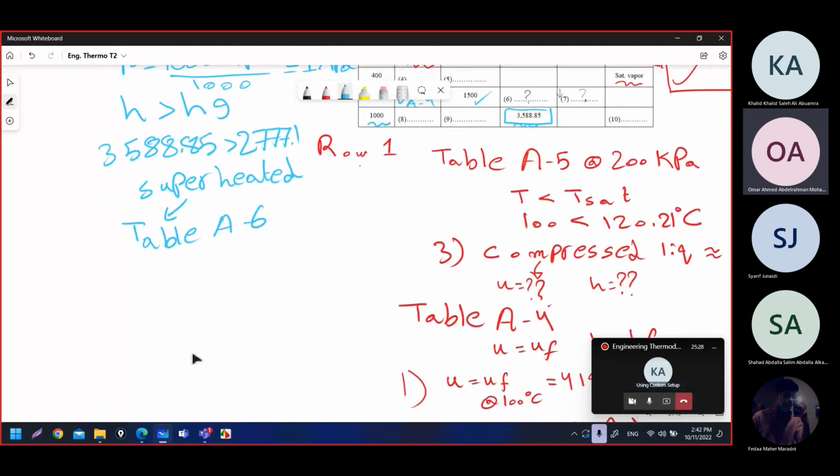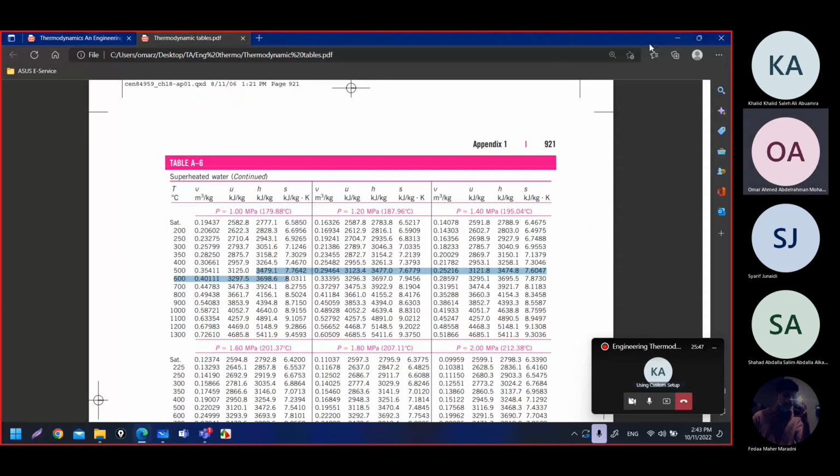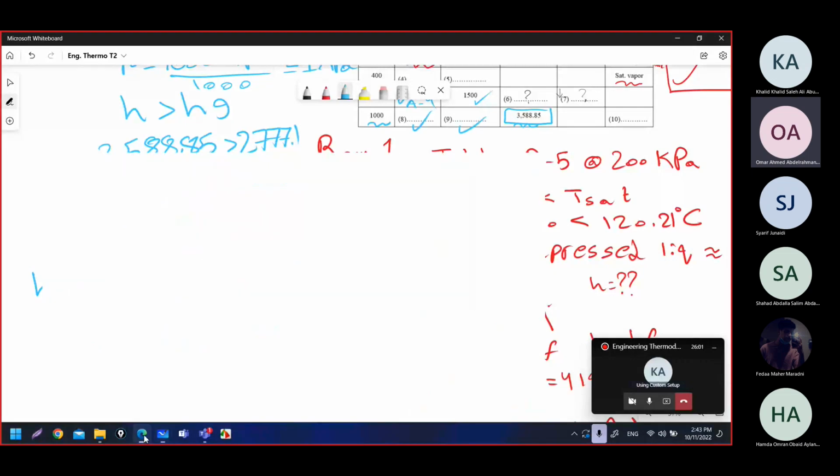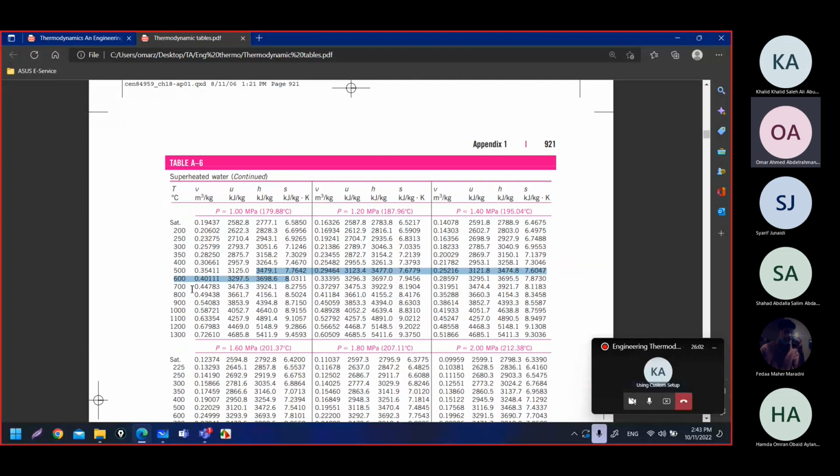But usually in the exam you will not see this, and it is not clear, because there are decimals, so you will do interpolation. But if you take these two values, 3479.1 plus 3698.6, and divide by 2, it will give you your enthalpy, 3588.85. This means I can do the same thing for T: I take these two numbers, 500 and 600, and divide by 2. It will give 550, and the same thing for U.